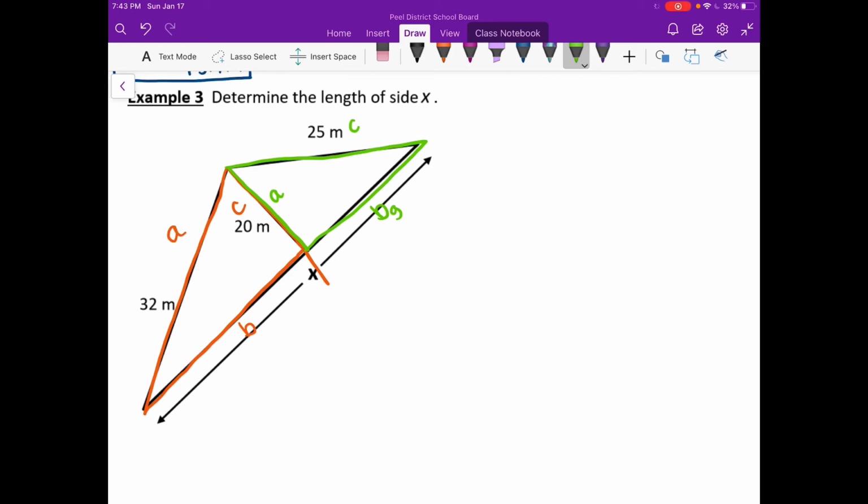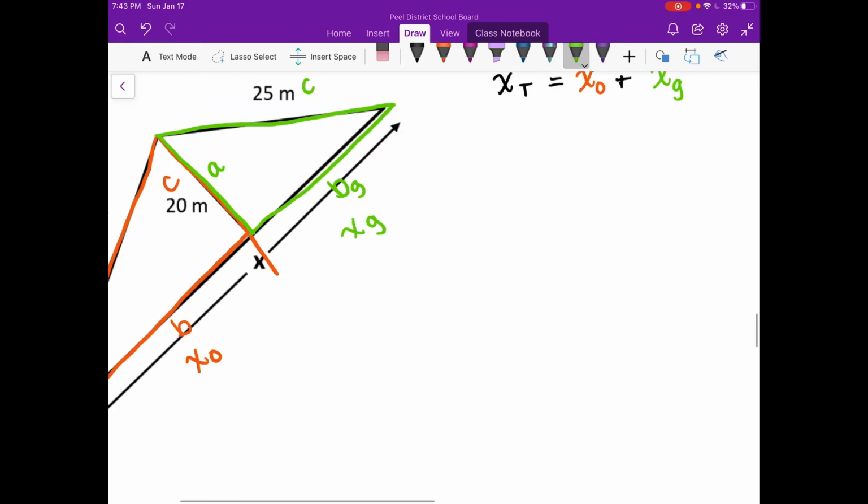So let's find out what these two bottom parts are. I'm going to make this x orange, and I'm going to make this x green. I know that the total x is going to be however much x orange is, plus however much x green is. So let's find the individual ones first. I'm just going to split these up into two different triangles, and I know my a squared plus b squared equals c squared.